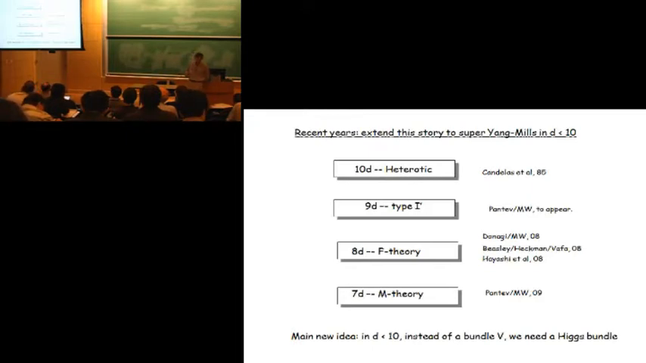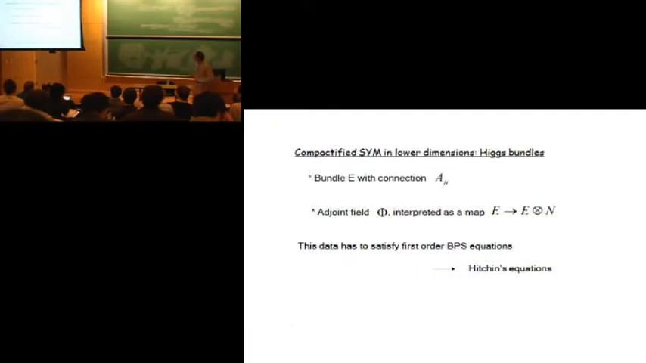At this point, since the mid-90s, there's basically no excuse not to do this. And so the story is essentially pretty much parallel to what I've just explained to you for the heterotic string. In the heterotic string, the main ingredient was this bundle V, this Hermitian Yang-Mills bundle V, which we had to compactify on an internal Calabi-Yau. And the main thing that's going to change is that instead of a bundle V, we're going to need a Higgs bundle. Okay. So what's a Higgs bundle?